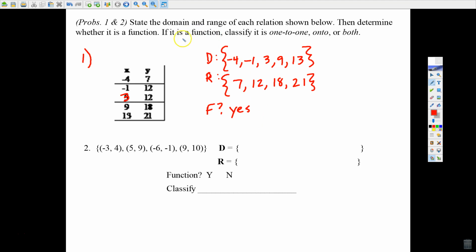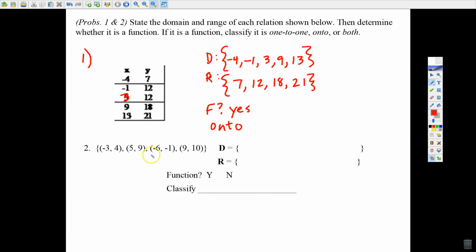And then taking it further, since it is a function, how do we classify it? Would it be 1-to-1, on-to, or both? Well, to be 1-to-1, we cannot have any repeats in the range. And I notice that we do. The number 12 is matched up with two different x-coordinates. So that rules out 1-to-1. And that also rules out both. So on-to is the way we would describe this type of function.